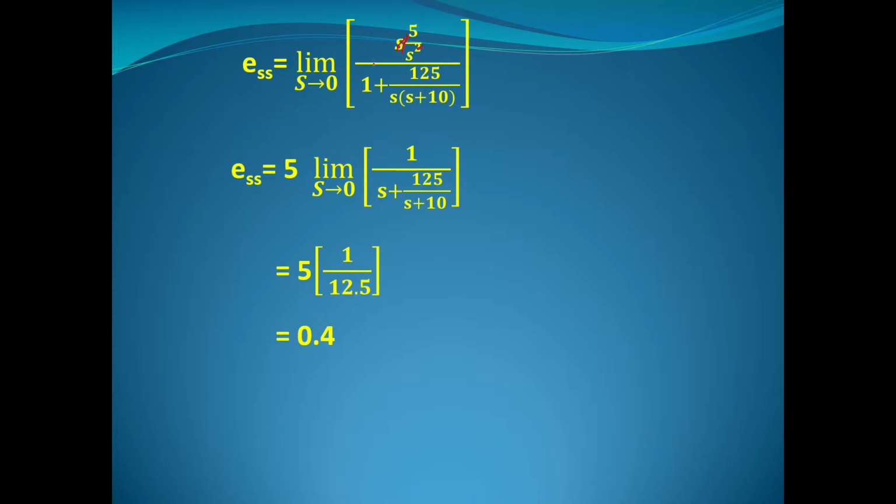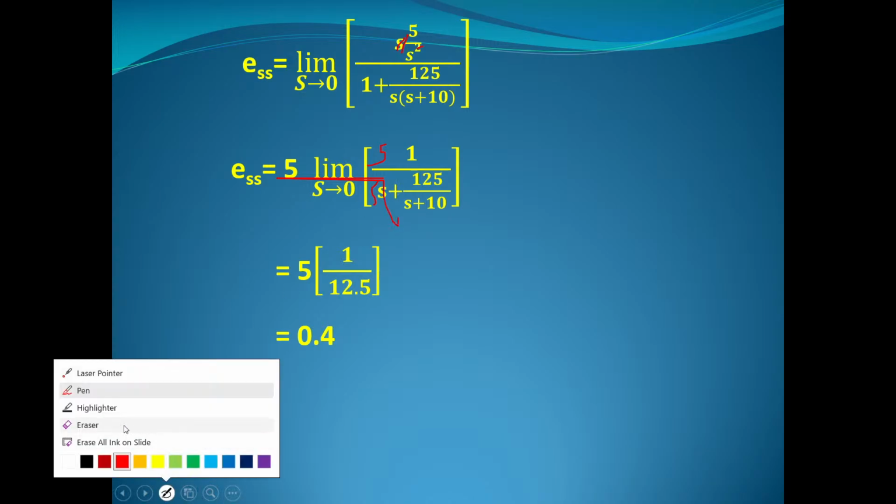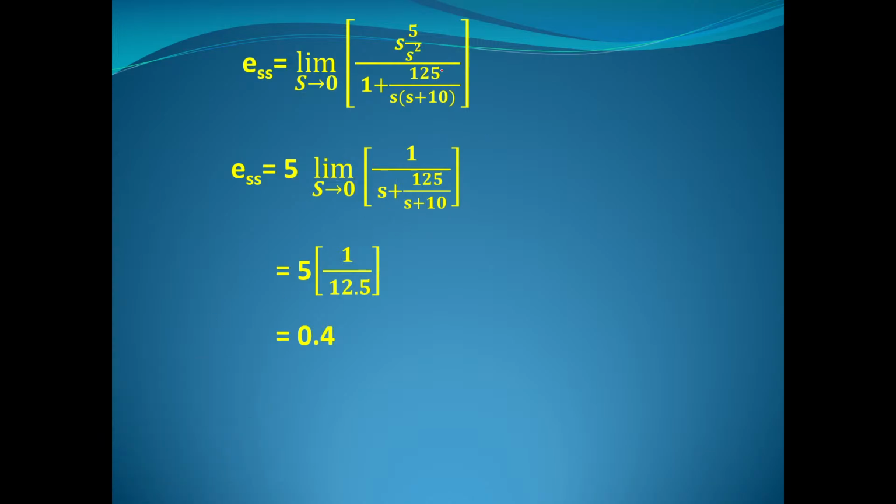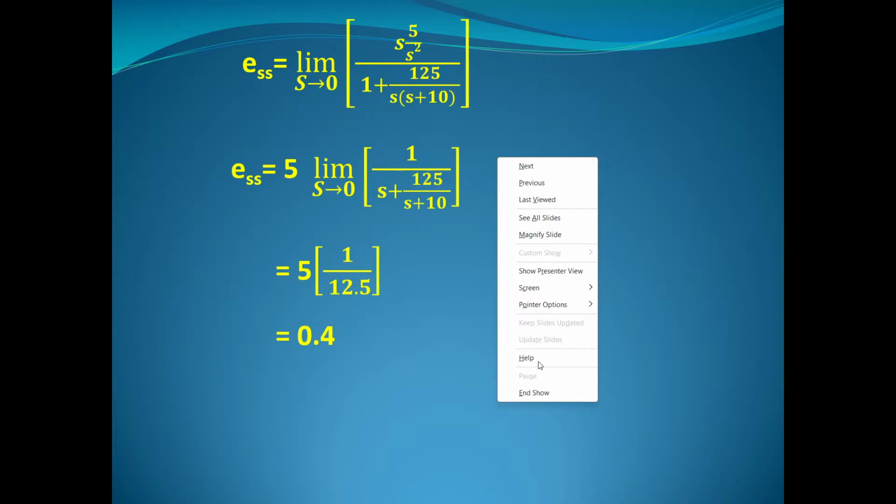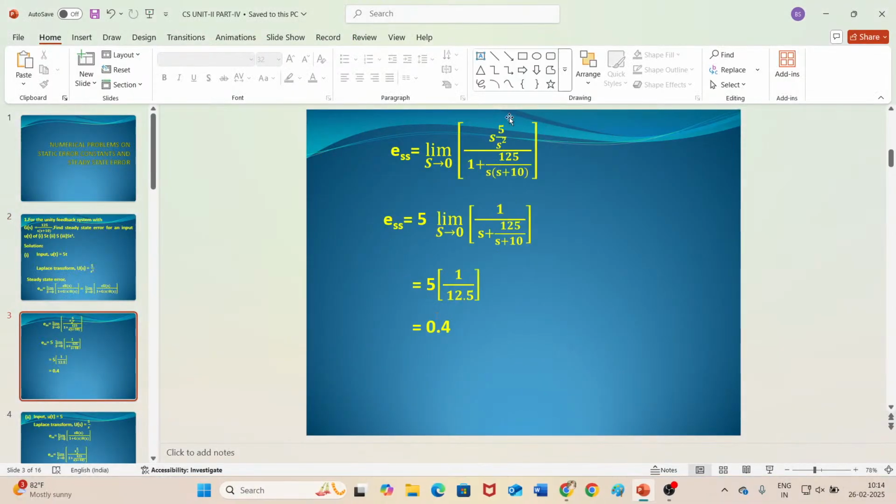So 5 by s means, in the next slide, you can write 5 divided by s into 1 plus. That's what you can write. You just simplify it. No need for me to simplify again and again. You do the simplification. Okay. My cursor won't listen to me, so I have to copy, paste and edit. For your sake, I can do that.